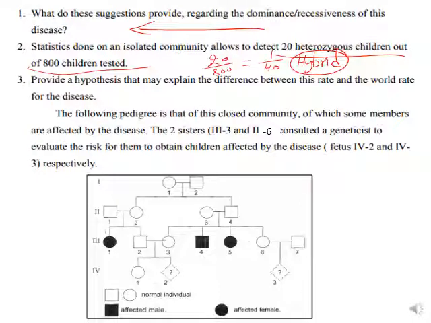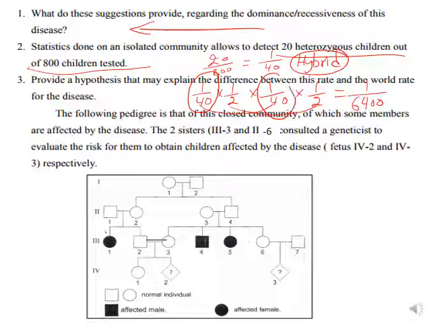And also, what is the risk of having an affected child in this community? First of all, both parents should be heterozygous, so 1 over 40 for the father times 1 over 40 for the mother times 1 over 2 times 1 over 2. So it will be 1 over 6,400, which is 40 times 40 times 2 times 2. Or you can say the frequency of the father being heterozygous times the frequency of the mother being heterozygous times the probability of transmitting the allele, which is times 1 over 4.